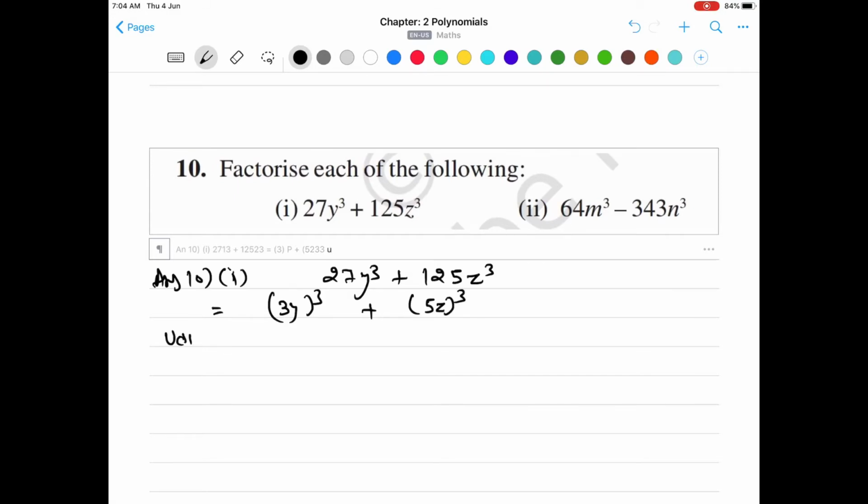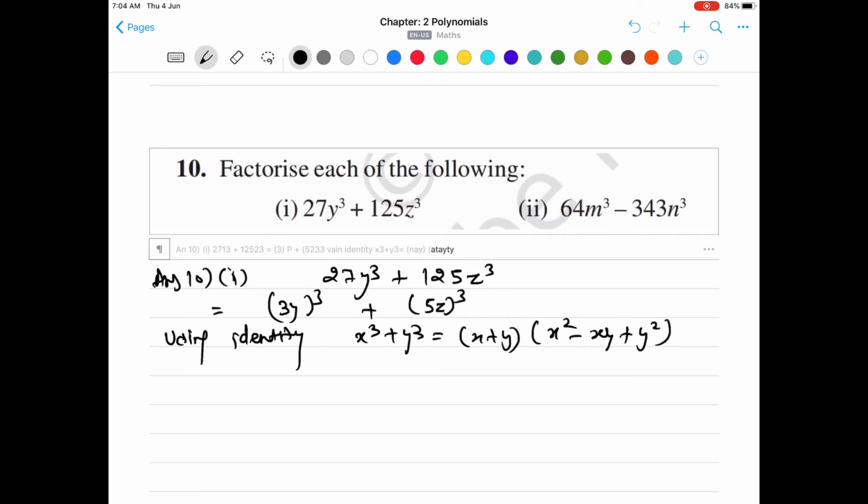Now we'll use the identity, this is our identity number 9, which we have verified in the previous session, that is part 1 of exercise 2.5, which is x cube plus y cube is given by (x plus y) into (x square minus xy plus y square). You can remember we have plus here, so this will be x plus y, x square will be plus, y square will be plus, but the xy term will be minus.